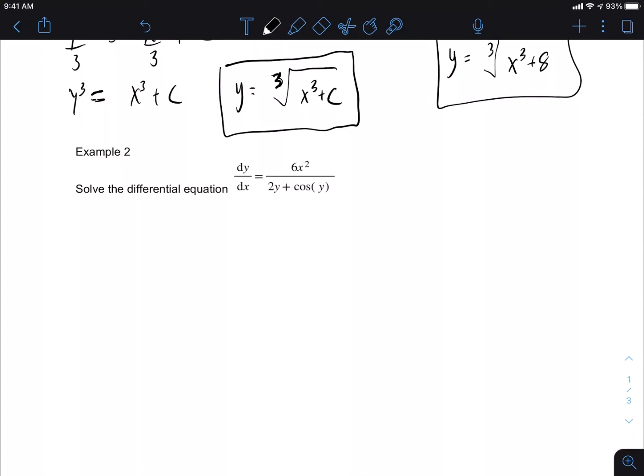All right. But in this one, we can see this is clearly separable. The denominator has everything in terms of y. The numerator has everything in terms of x. And so we can separate this quite easily. And so we see we get 2y plus cosine of y dy should equal 6x squared dx. Now, we're going to integrate both sides.